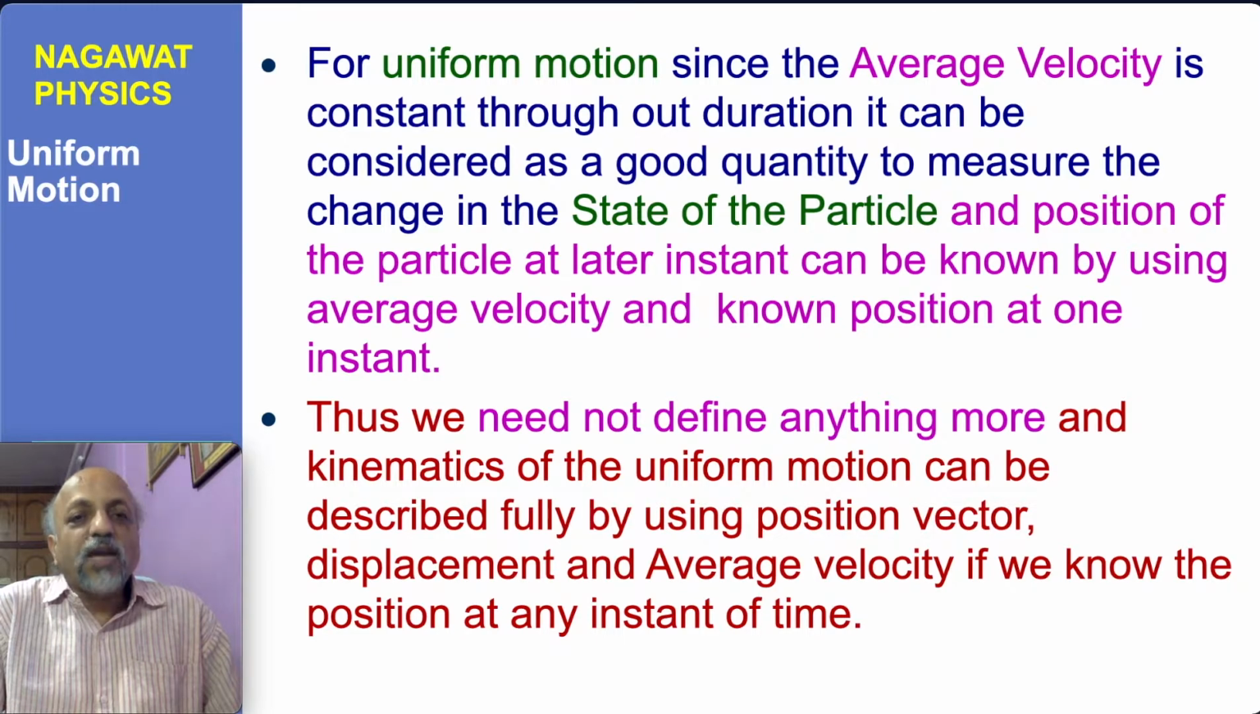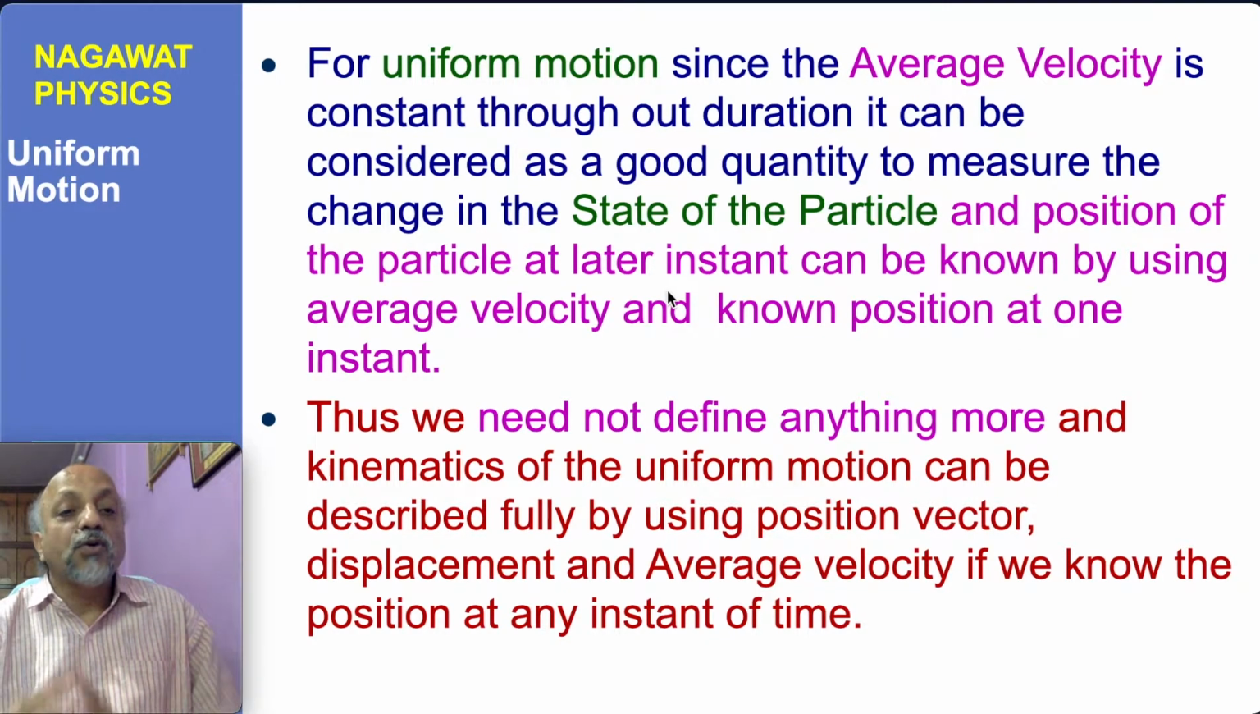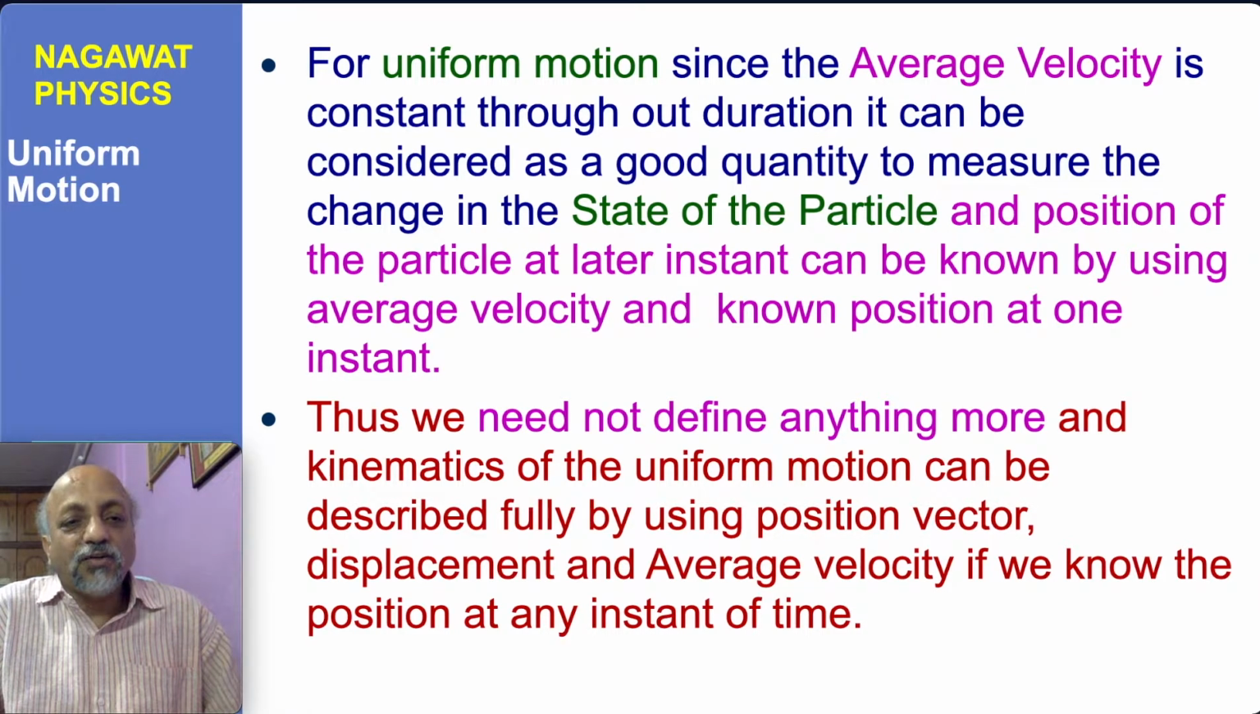So for solving a problem of uniform motion in one dimension, what do I need? I must know the position at one instant, any instant, t1, t2, 0, whatever, and the average velocity. And since the average velocity is constant, if I know the position at one instant and the average velocity, I know the position at all other instants also. So this is sufficient information. If you have to solve a problem of uniform motion in one dimension, you need to know only the average velocity and the position at one instant.